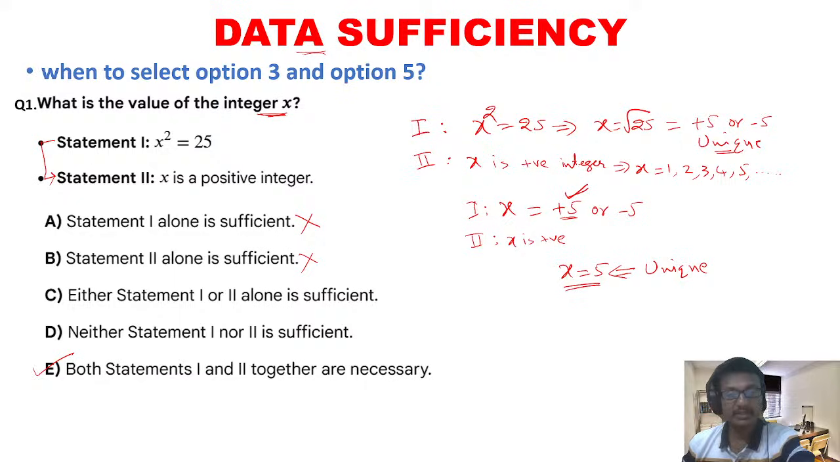So here you cannot select either 1 or 2 alone, because 1 and 2 alone cannot provide the solution. You get the solution only by using both statements. So option 5 is the correct answer for this question.